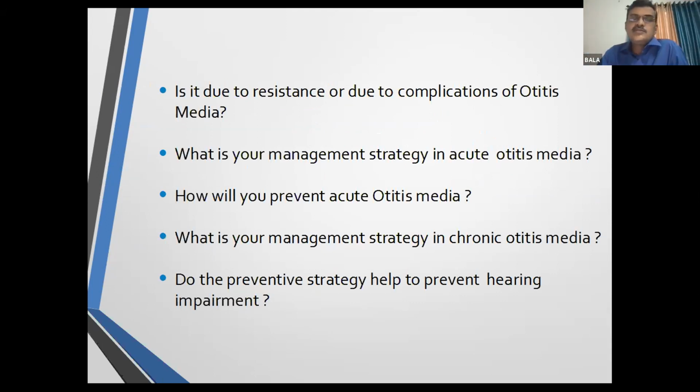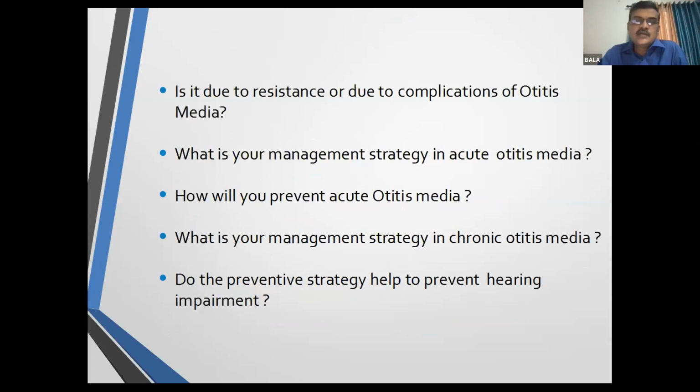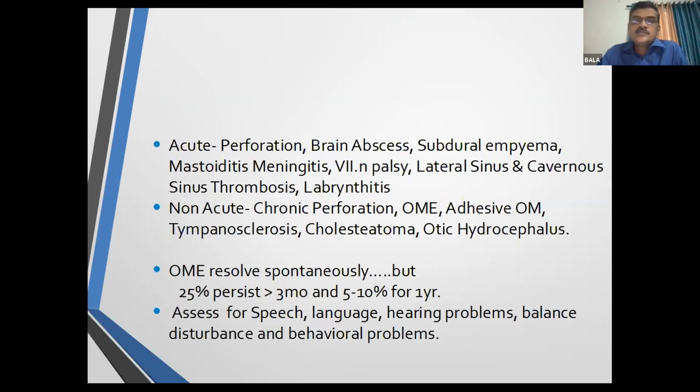Yes, sir. This is not a resistance case, but because there was no proper treatment the child has taken because of the financial constraints. This is a complication of otitis media. As you all know, otitis media is very common in the age group 6 months to 24 months. It is a spectrum disease where you get acute otitis media, middle ear effusion, and then you go into CSOM. The acute complications are perforation, brain abscess, subdural empyema, all neurological complications. Non-acute complications are chronic perforation, otitis media with effusion, adhesive otitis media, cholesteatoma, and otitic hydrocephalus.